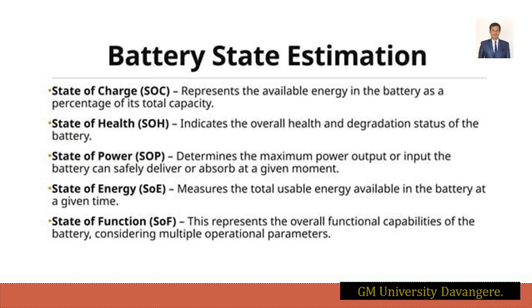The state of charge matters a lot for batteries, and so does the state of health, which indicates the overall health and degradation status of the battery. The state of power determines the maximum power the battery can safely deliver or accept at a given moment. The state of energy measures the total usable energy available in the battery at a given time. The state of function represents the overall functional capabilities of the battery, considering multiple operating parameters. So we'll see what the state of charge is for the batteries.